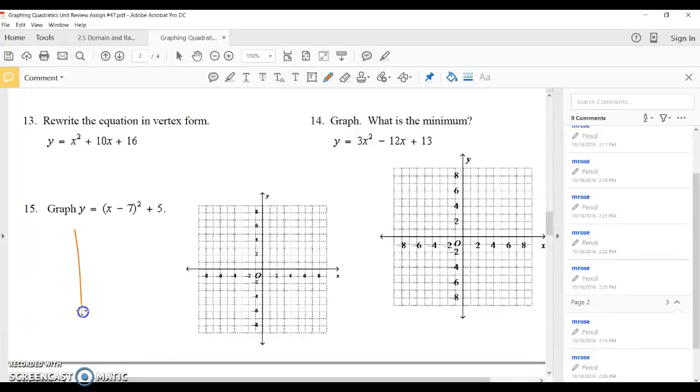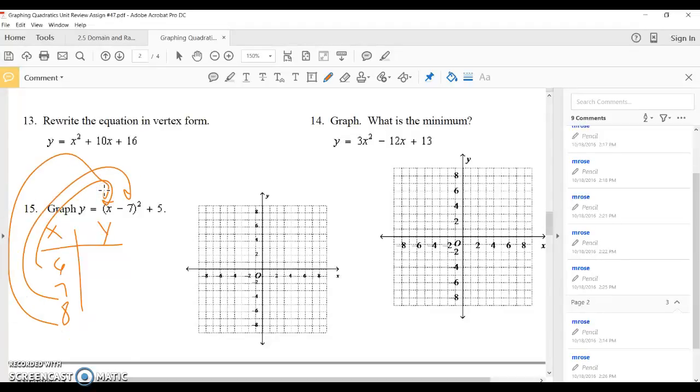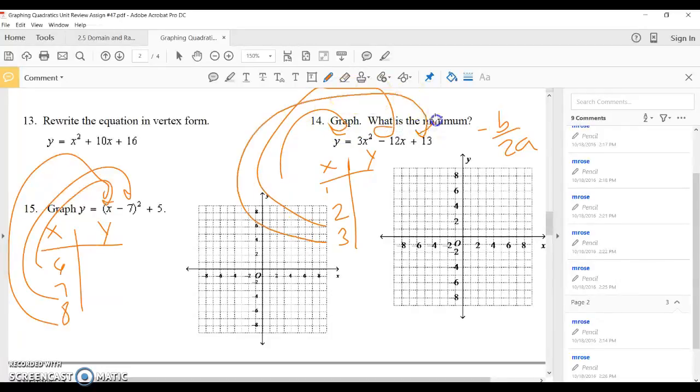Graphing things. Make an XY chart. 7, 6, 8. Plug in, plug in, plug in. Find your y's. This one. My middle point is negative b over 2a. So for this case, it is 2. So then I would pick 3 and 1. Plug in, plug in, plug in. Graph those points.